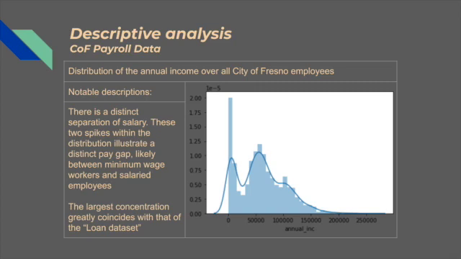And then this is the same thing. It is the distribution of the income, but for all City of Fresno employees. As we can see, there's a large gap in between around 10,000 to 50,000. So we have a lot of minimum wage service workers in the city of Fresno, and that's what accounts for this large spike before we get into salaried workers. And the average salaried worker makes around $50,000, and then we see a large trail off as the salaries go up.